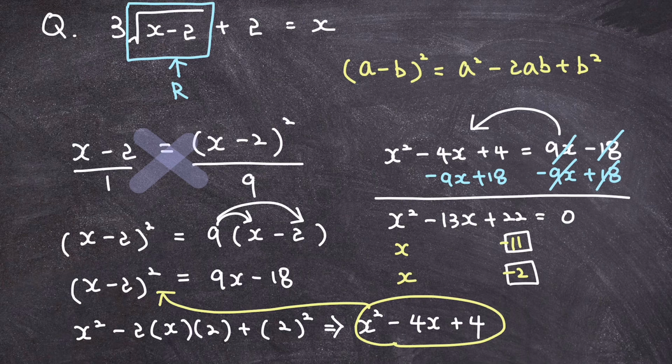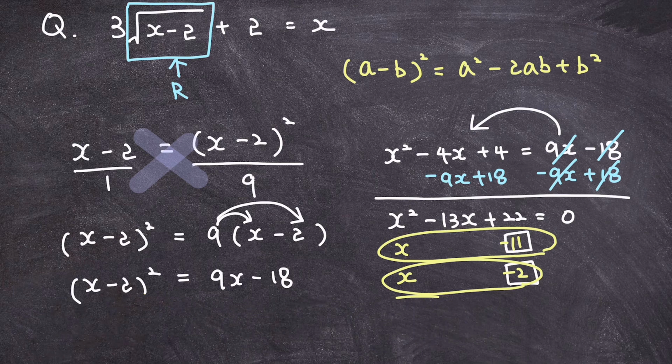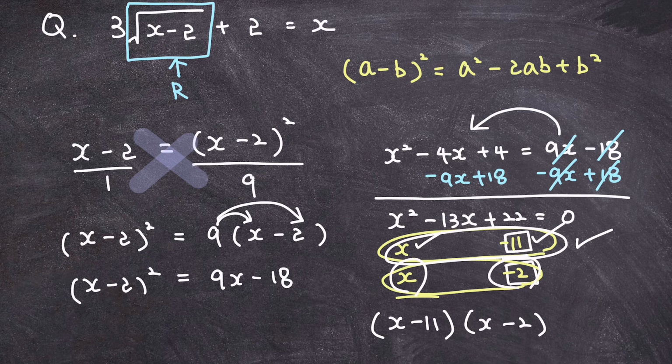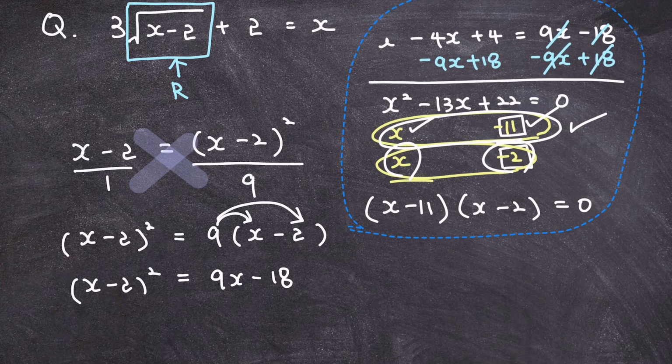And if I write x's here and collect these terms together, I have x minus 11 and x minus 2 is equal to 0. Okay, we are almost done. I'm going to move it up a little bit for you.